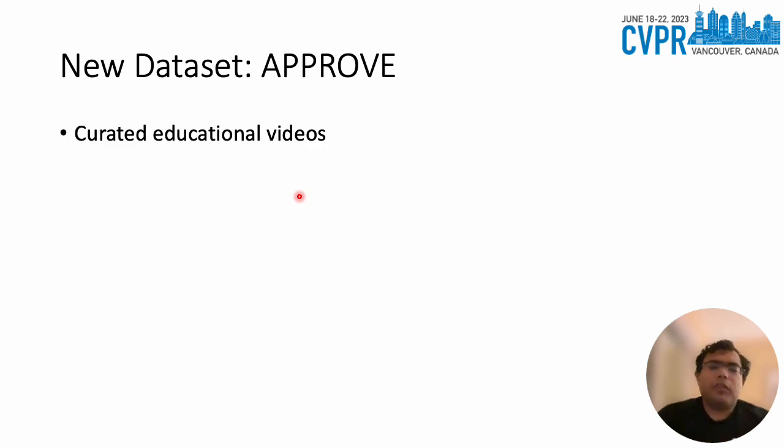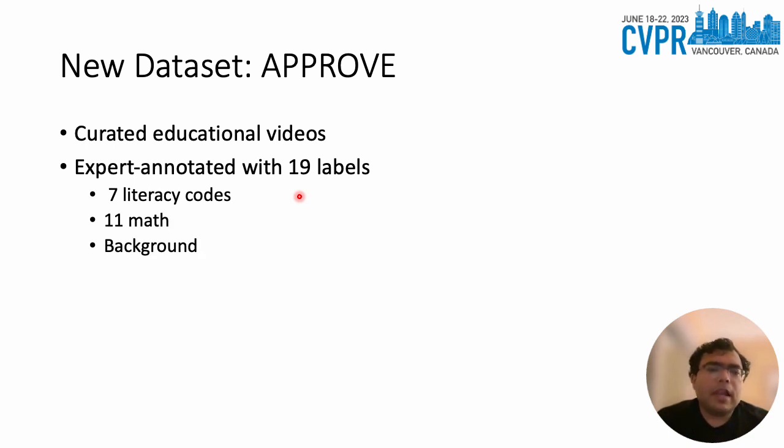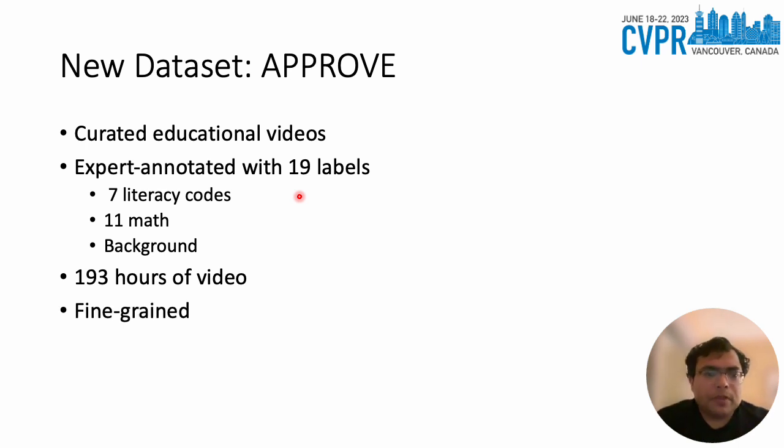This dataset consists of curated educational videos from a popular online platform. These videos have been expert annotated with 19 labels. These 19 labels consist of 7 literacy topics, 11 math topics, and 1 label reserved for hard negative background videos. These cover topics commonly taught in pre-kindergarten and kindergarten classes. In all, our dataset consists of 193 hours of labeled video. These videos are labeled at a fine-grained level, and each video can have multiple labels corresponding to all the topics taught in the video.